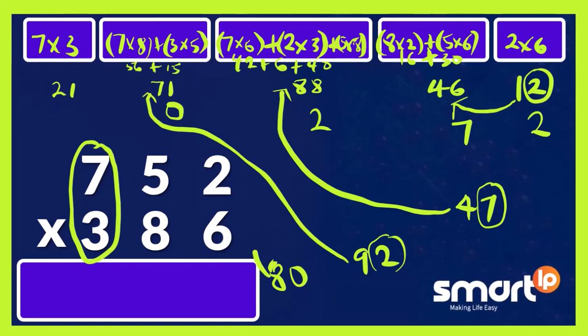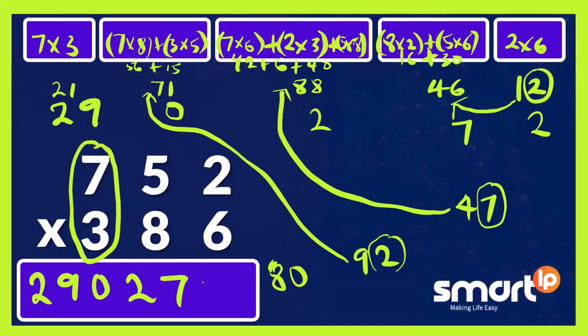So let's transfer the 8 to the 21. So 8 plus 21, that is going to be 29. Since this is the last thing we're adding, we can write the 29 there. So now the final answer, what we have now, is 290272. So we can write it out, 290272. That is our final answer.